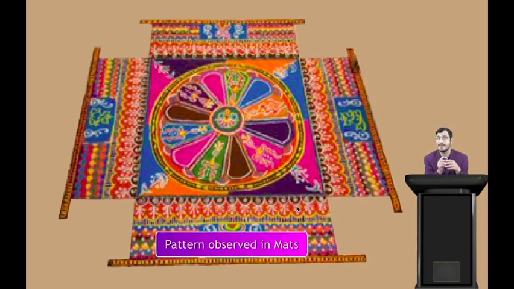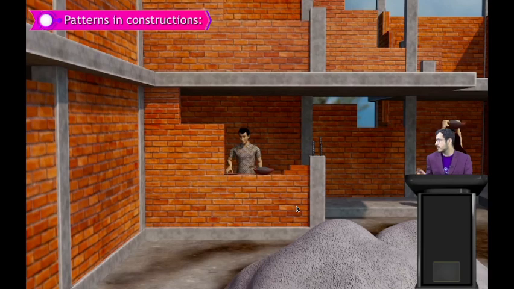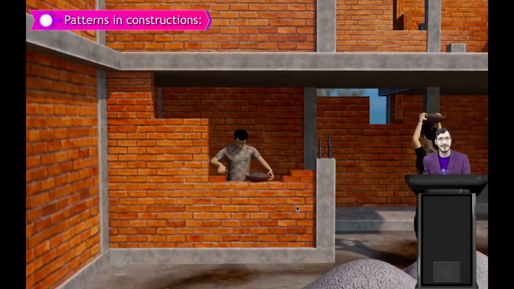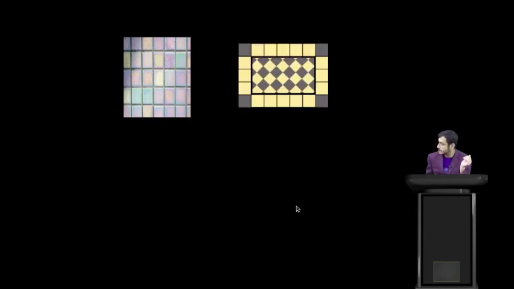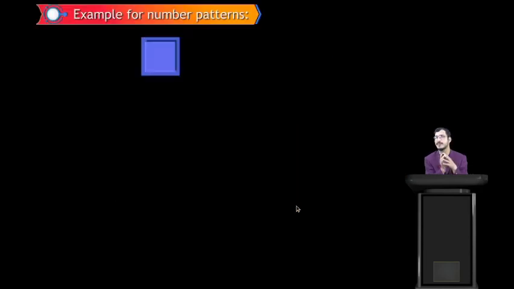Yes, patterns in constructions. So you can see some patterns in constructions here. You can see a similar pattern here, and in the back side you can see a similar pattern. So the pattern in constructions. Now you can see the patterns in tile. Different types of tiles are here, and you can see some patterns, tile patterns, rangoli patterns.